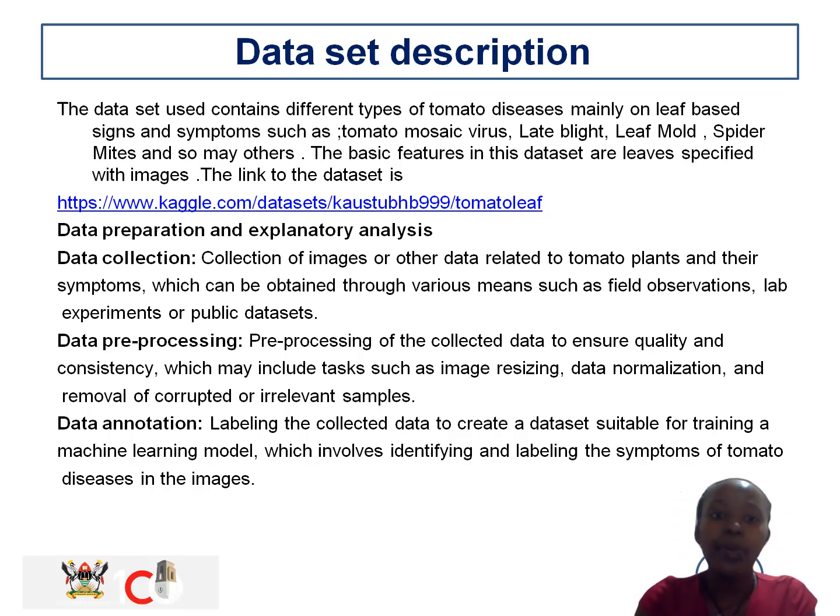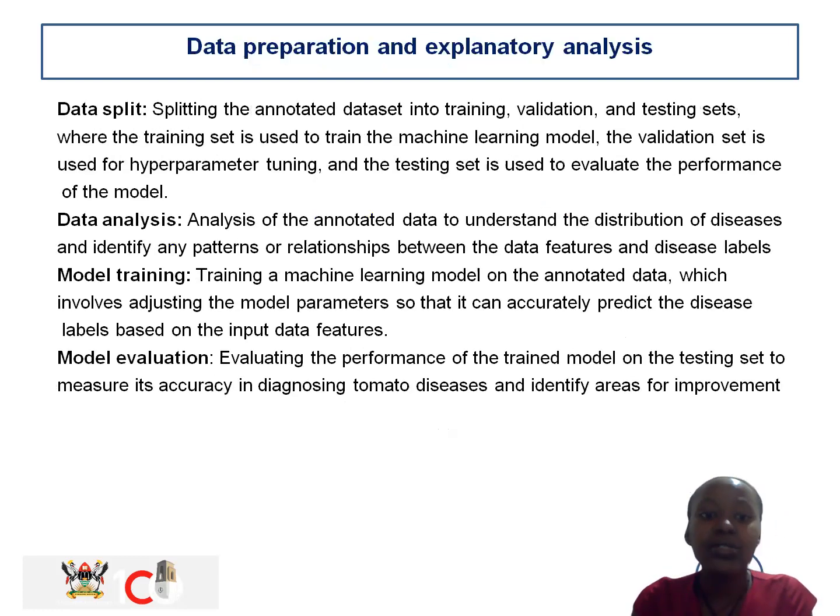Then in the data preparation and exploratory analysis, data collection, we collect the data, collecting the leaves. Then data preprocessing, cleaning the collected data to ensure quality and consistency. Like we have to ensure that it's not biased. Data annotation, labeling the collected data to create a dataset suitable for training the machine. After collecting and preprocessing, you label it to be able to make a clear data set.